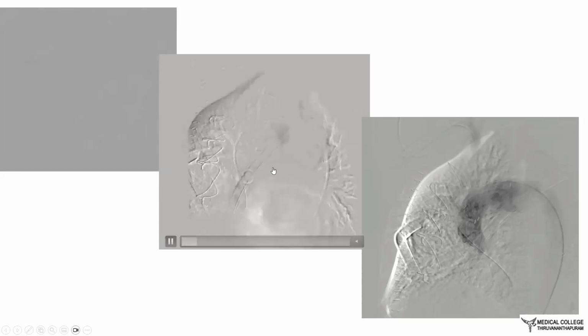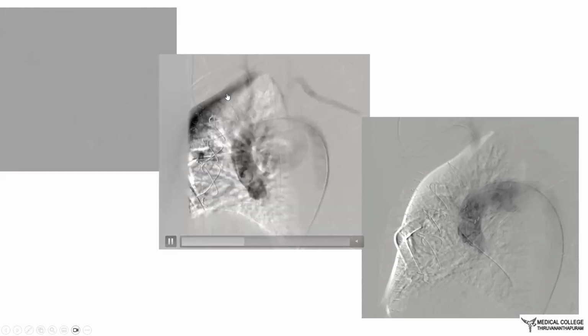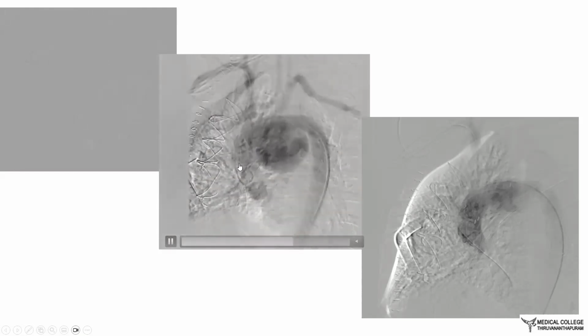Initially we took a right brachial artery access. We put in a vertebral glide catheter and took the angio. So this is through the bypass graft that was placed, the ascending aortic bypass. And then we put the catheter into the ascending aorta, and then we kept a wire as a marker for the ascending aorta landmark.